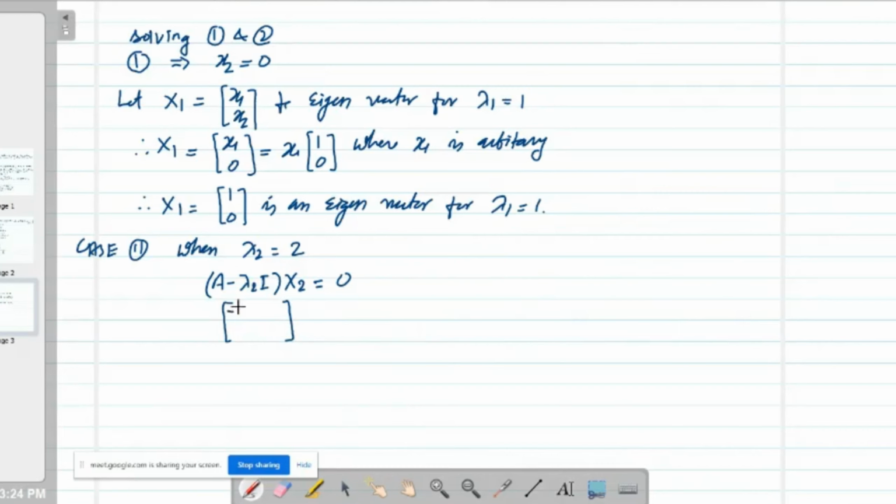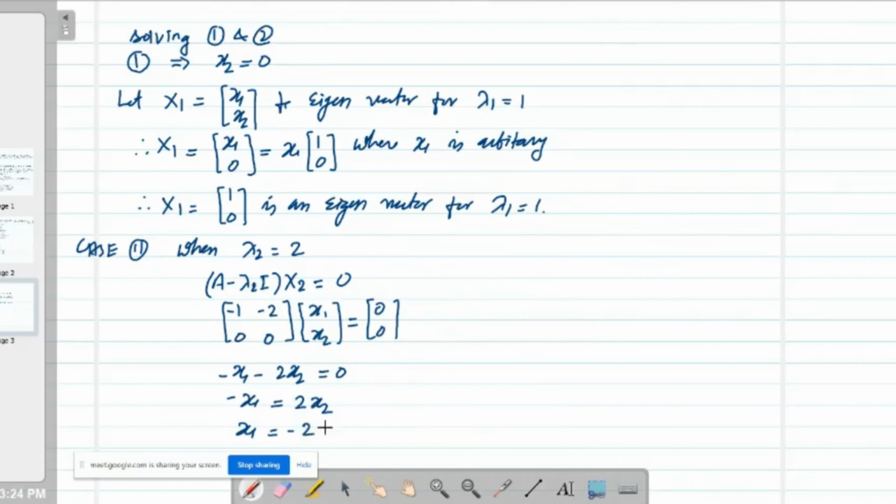-1, -2, 0, 0. Is this correct? Please, other students verify it. Yes, sir. Right. So this is x1, this is x2, and this equal to 0, 0. Now multiply this. So you will get minus x1 minus 2 times x2 and this equal to 0. From here you will not get a second equation because you will get 0 equal to 0. So from this you will have minus x1 equal to 2 times x2. So this gives x1 equal to minus 2 times x2.